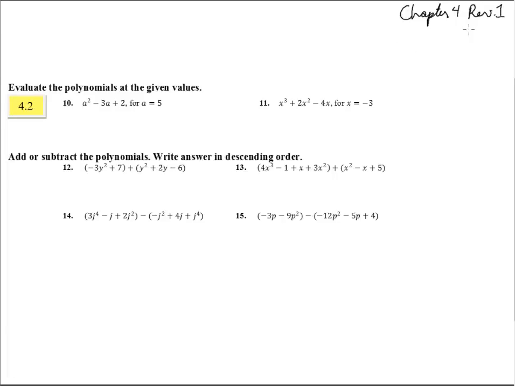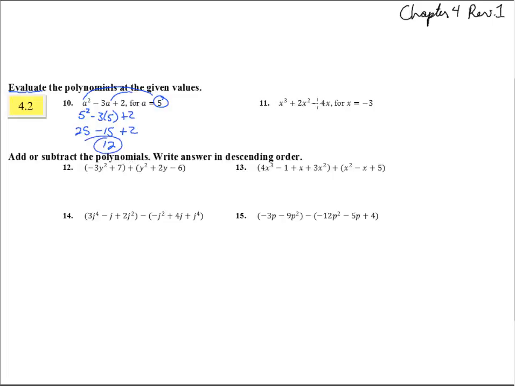Here we are in chapter 4, review 1, and we're going to evaluate the polynomials. That means we're just going to stick these in where they go. So we stick in 5. 5 squared minus 3 times 5 plus 2, that's 25 minus 15 plus 2. 25 minus 15, that's 10, plus 2 is 12. There we go.